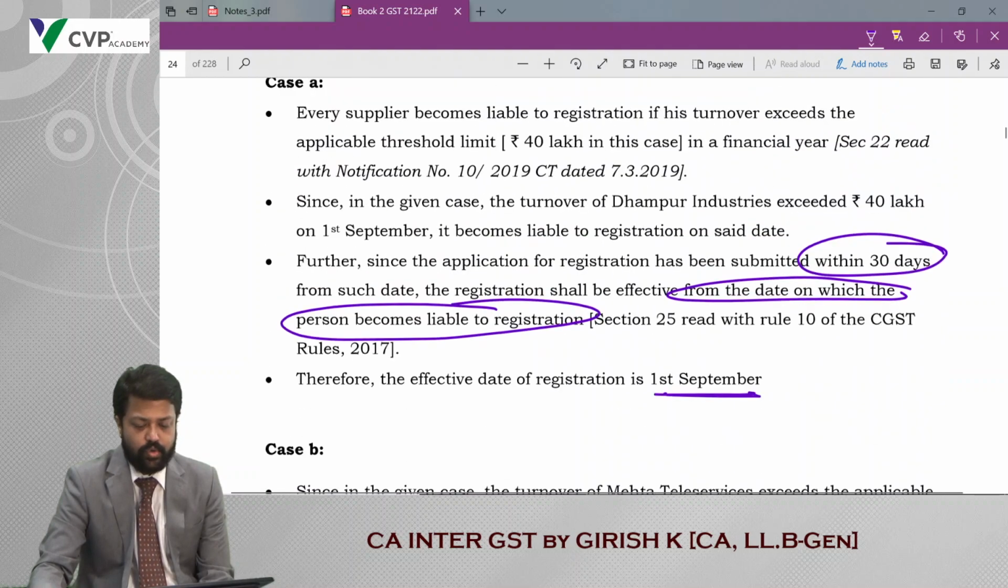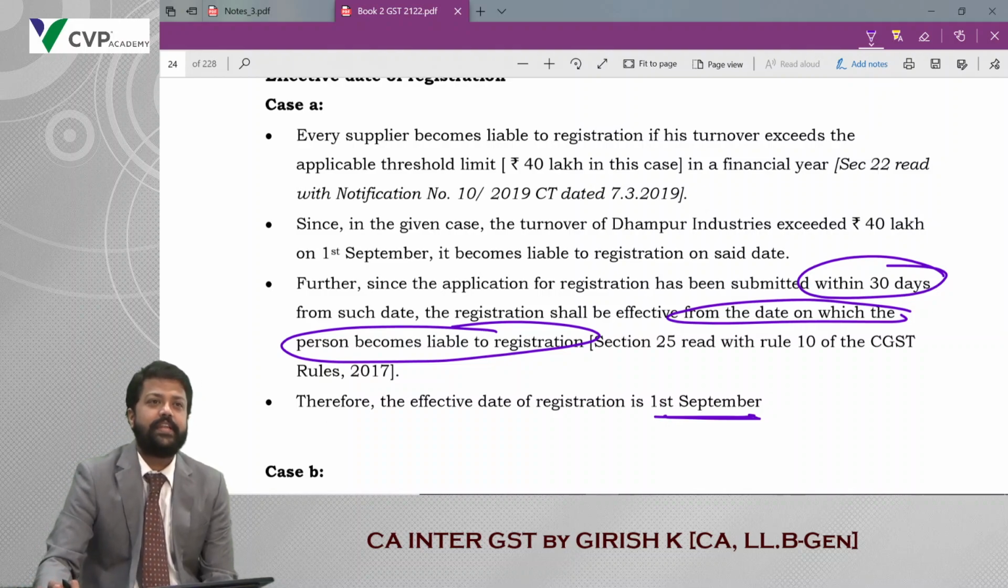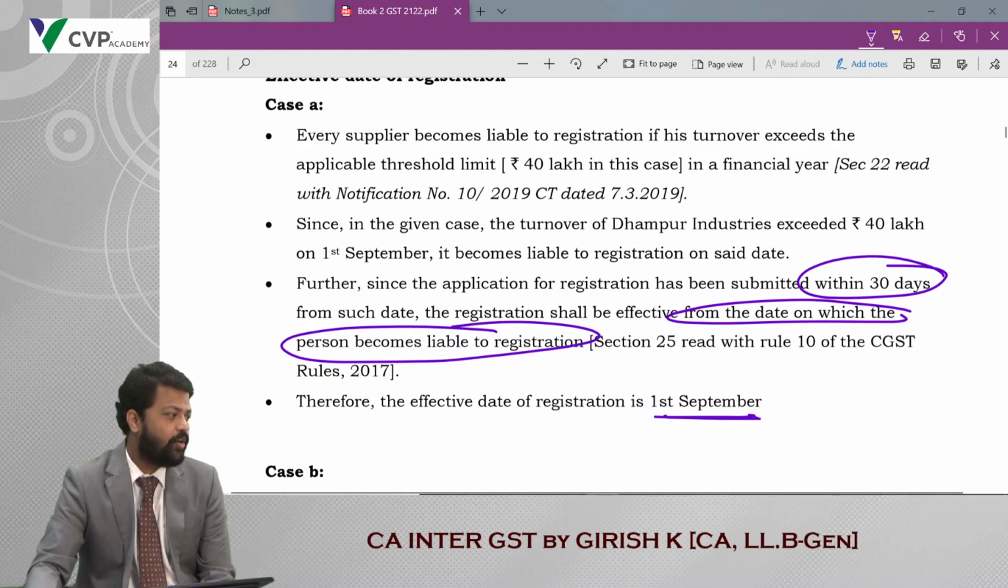So you need to distinguish between both the cases appropriately, stating whether the application was filed within the due time of 30 days or not.